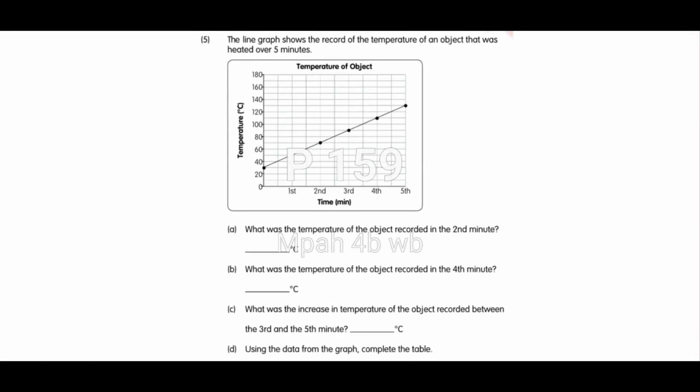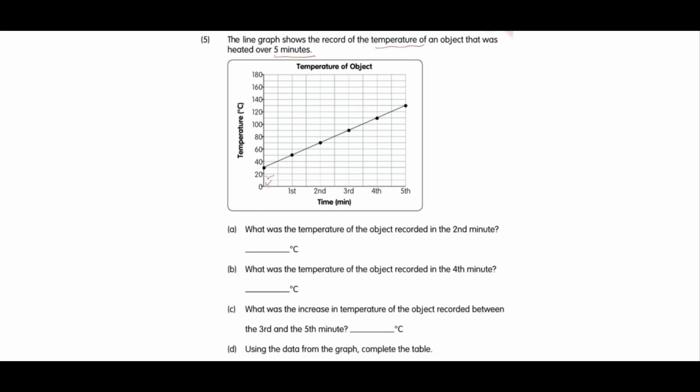Page 159 of your MPAH workbook. We're going to do corrections. Let's look at this line graph. It shows the temperature of an object that is heated over 5 minutes. This is the temperature scale from 0 to 180 degrees Celsius over the time period from 0 minute to the 5th minute. Let's look at this line graph, and we want to find what is the value of one space.